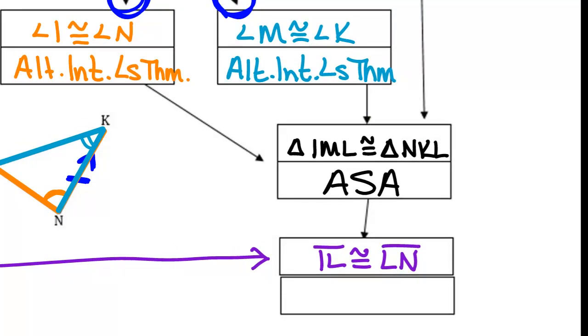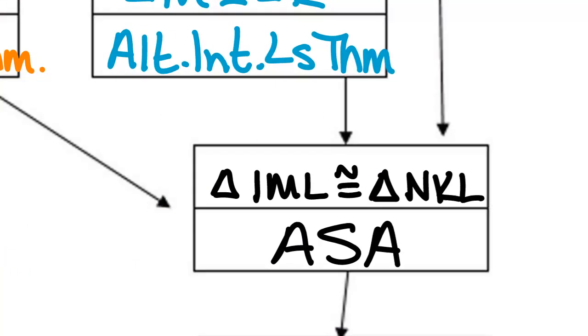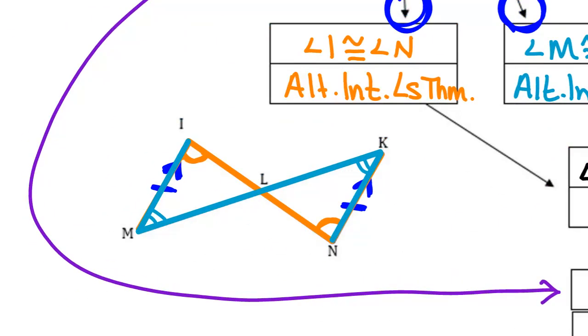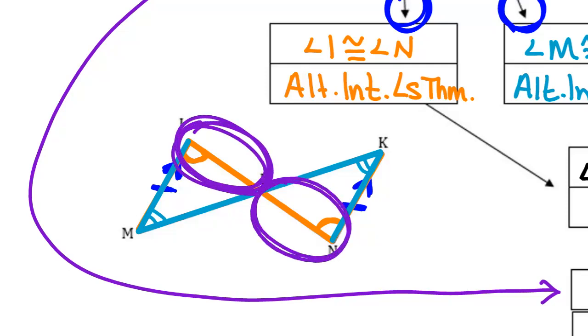When I look at my triangle congruence statement, I and L are the first and last letter here, and N and L are the first and last letter here. So they're in the same position as each other in those triangle congruence statements. When I look at the picture, IL is right here, and NL is over here.